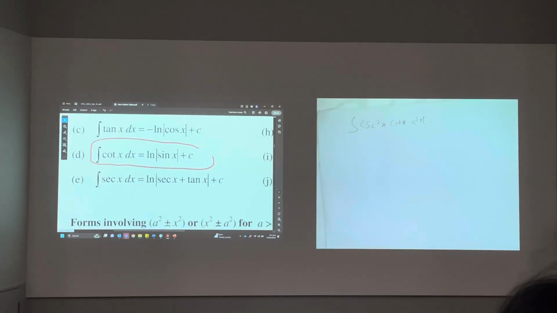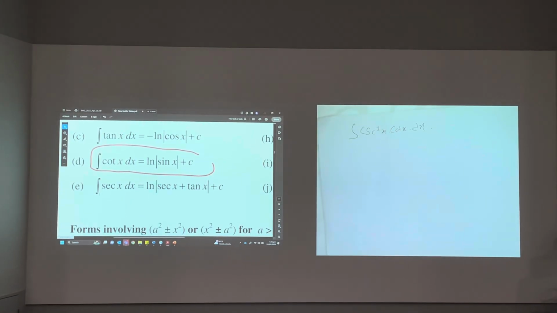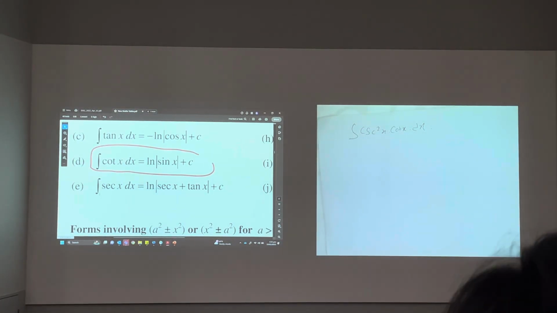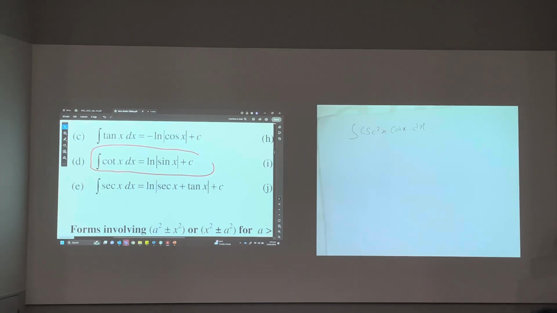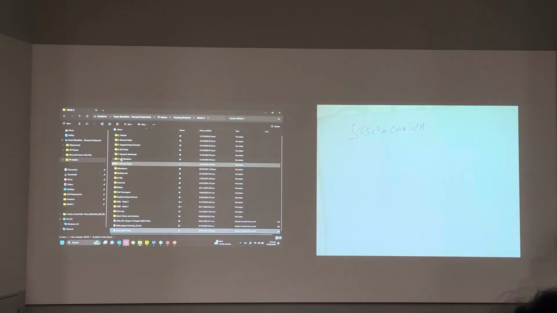There are a few methods to integrate. One is simple integration, that means you directly substitute, directly just from the math table. Second one is integration by substitution. Third one is integration by parts. Integration by substitution has two different kinds of questions.